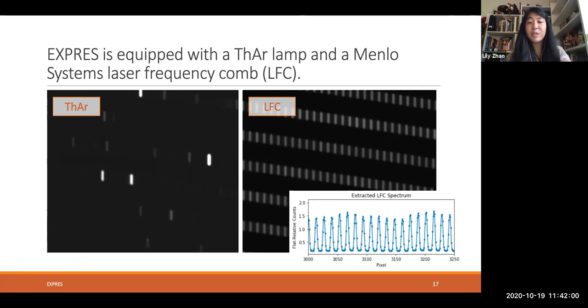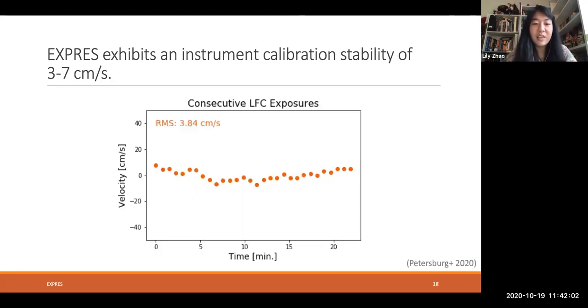We don't have to worry about anything from the telescope or the star. And so when we do that with EXPRES, we find that there's a scatter with an RMS of about 3.84 centimeters per second from this data set. And from a few others we've taken, we find that the instrument calibration stability of EXPRES is 3 to 7 centimeters per second, which, since it's under 10 centimeters per second, I'd say is doing pretty well. So this is a measure of the instrument stability of EXPRES alone.